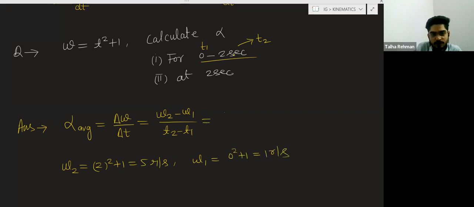So now put the values. 5 minus 1, divided by 2 minus 0. This becomes 4 by 2, which is 2 meter per second square. Okay, this is your first answer.